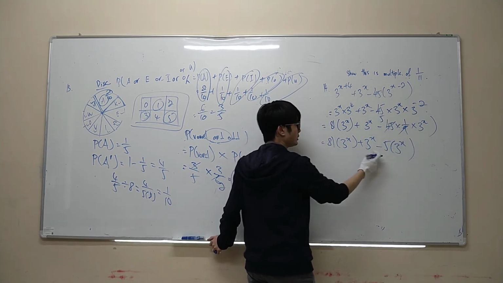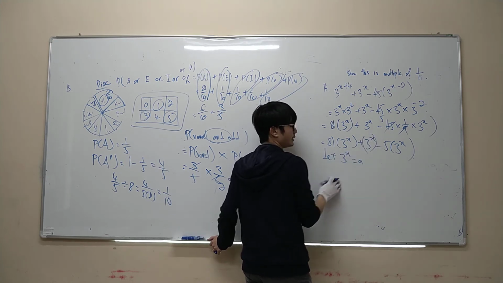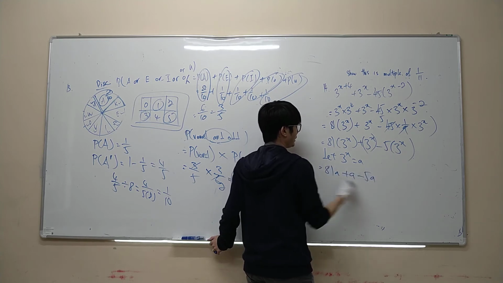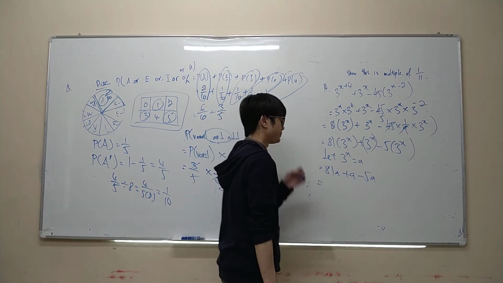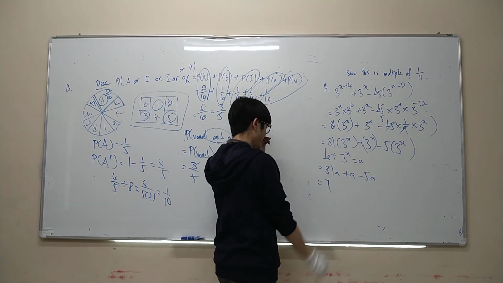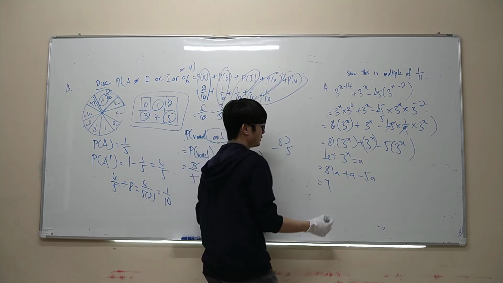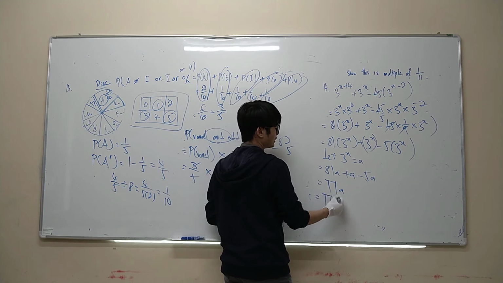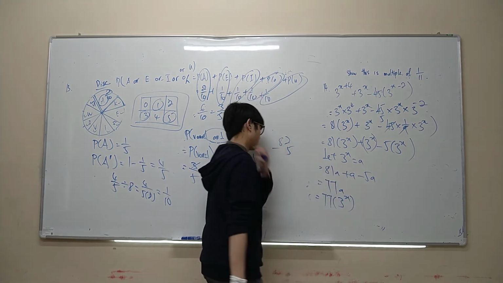Can you see 3 power x, 3 power x, 3 power x? Saya boleh let 3 power x jadikan dia a. So it become what? 81a plus a minus 5a. What is 81 plus 5? 82. 82 minus 5? 77a. And don't forget, the a is 3 power x. So you have to change it back to 3 power x.